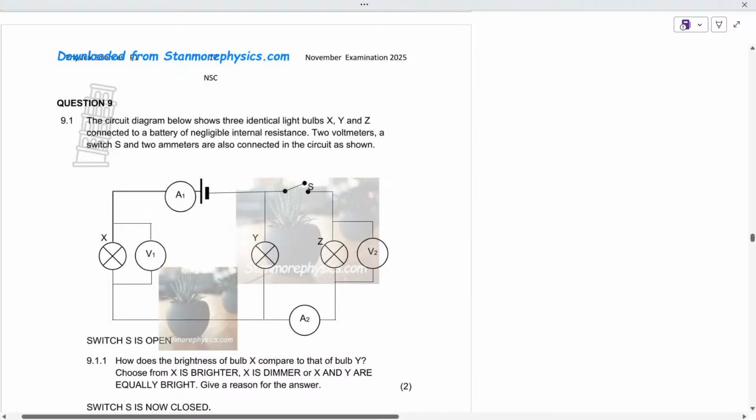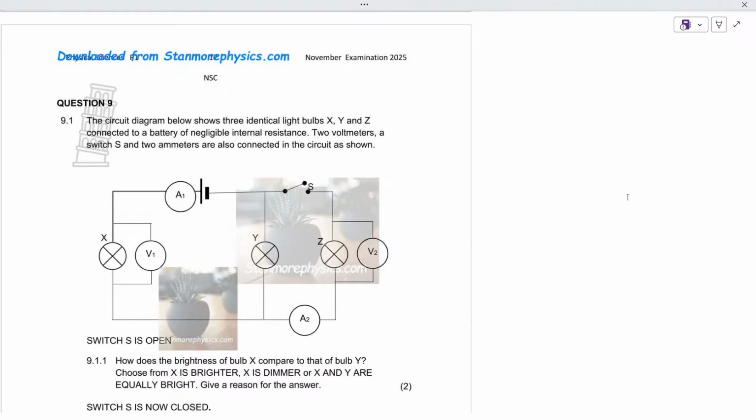So now it says, you can read the information for us. The circuit diagram below shows the identical light bulbs X, Y, and Z connected to a battery of negligible internal resistance. Two voltmeters, a switch S, and two ammeters are also connected in the circuit as shown. Switch S is open.